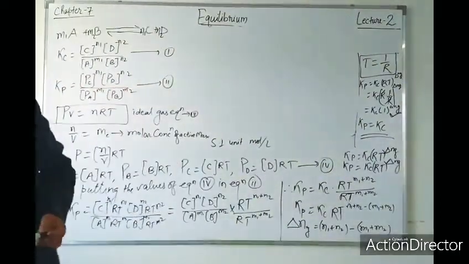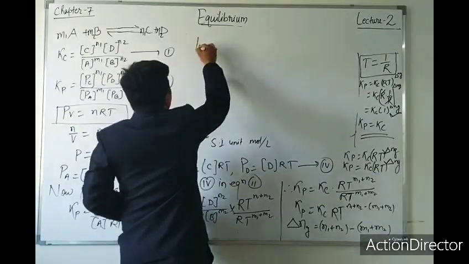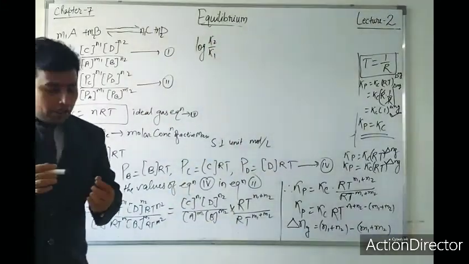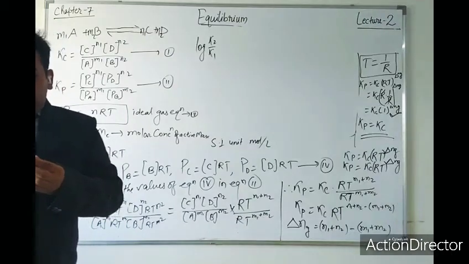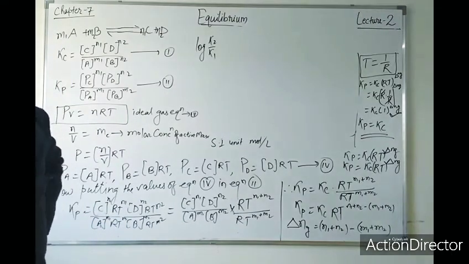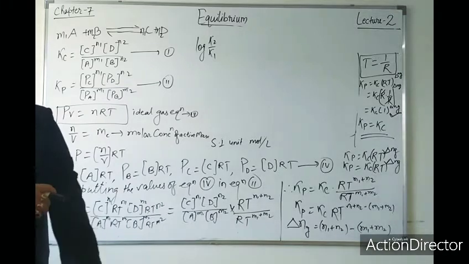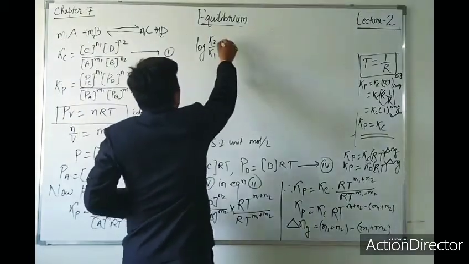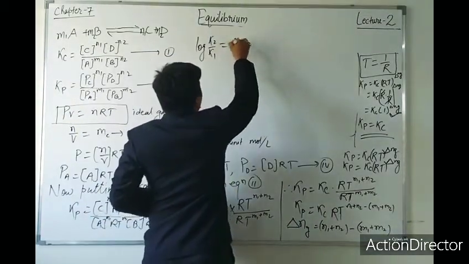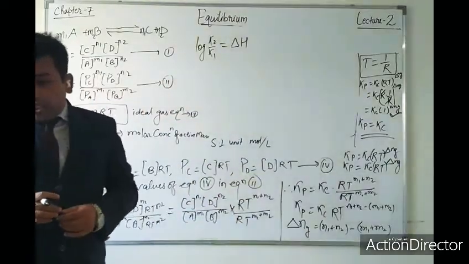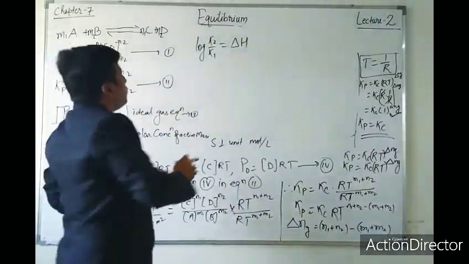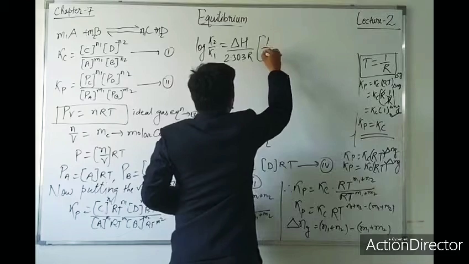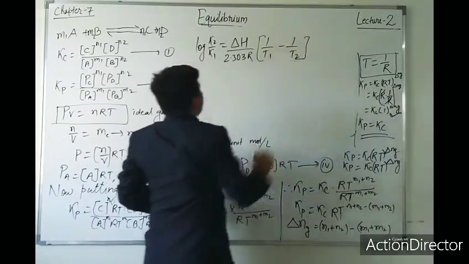Just understand the concept. Log K2 upon K1. Now you can ask me, sir, where is log K2? I am just talking about the factors that affect the equilibrium constant, and log K2 upon K1 will be delta H upon 2.303 R into 1 upon T1 minus 1 upon T2. What is this delta H? It is the enthalpy change, upon 2.303 R, into 1 by T1 minus 1 by T2. Okay?